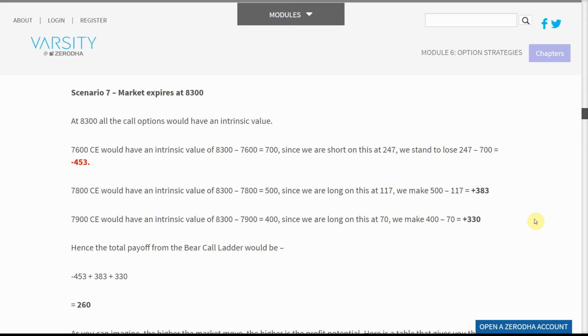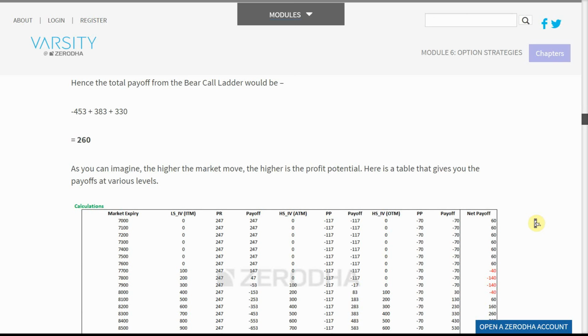7900 CE would have an intrinsic value of 8300 minus 7900 equals 400. Since we are long on this at 70, we make 400 minus 70 equals plus 330. Hence the total payoff from the bear call ladder would be minus 453 plus 383 plus 330 equals 260. As you can imagine, the higher the market move, the higher the profit potential.